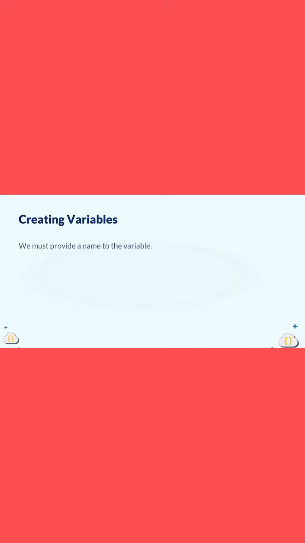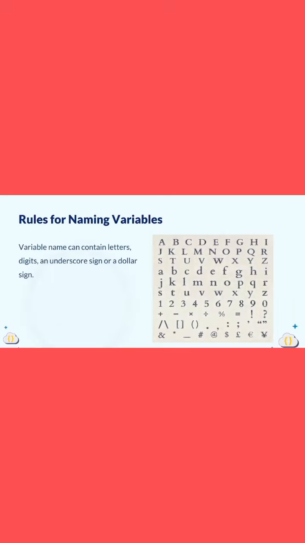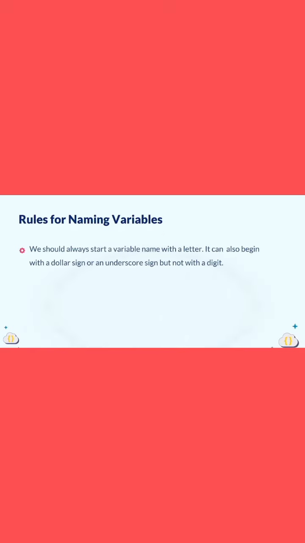To create a variable, we must provide a name to the variable. And naming a variable in Java has some rules. Let's check those rules. The first rule says that a variable name can contain letters, digits, an underscore sign or a dollar sign. Another rule says that we should always start a variable name with a letter. It can also begin with a dollar sign or an underscore sign, but not with a digit. The next rule says that variable names should all be in small case letters and they do not contain spaces. Till here we have learned what variables in Java are and how we can create them.